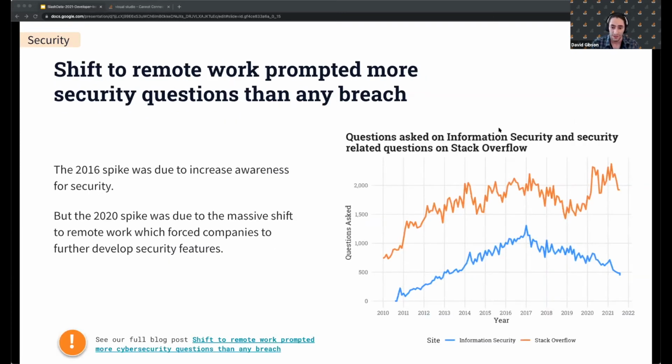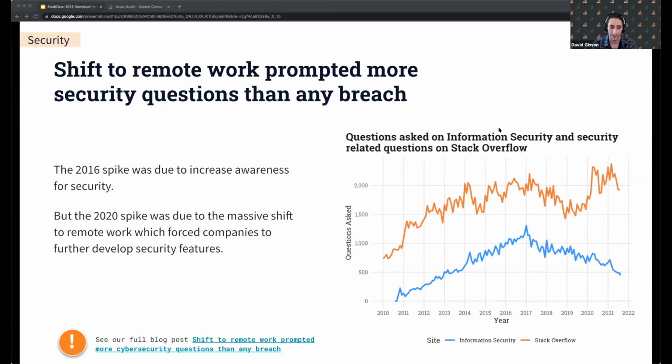But this has no comparison to the shift to remote work. In 2016, we saw that spike was mostly due to a large number of data breaches. But in 2020, we saw another spike, which is most likely due to companies being forced to further develop their security features. So 2016 brought the awareness of security, but in 2020, companies actually had to implement the security.